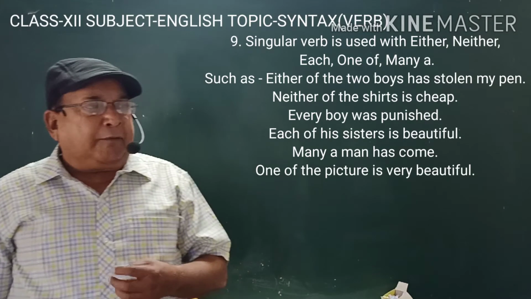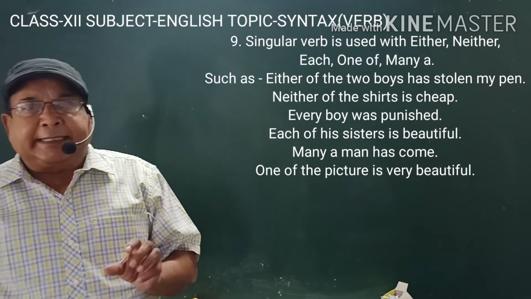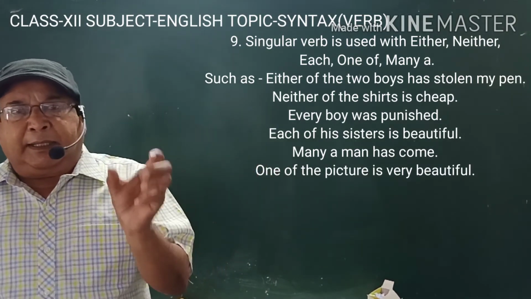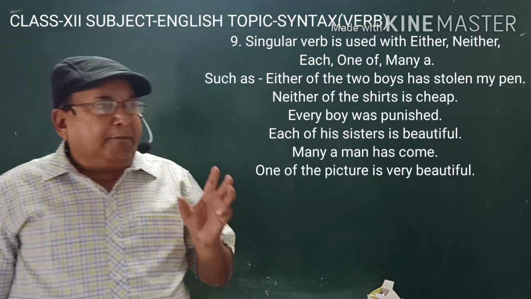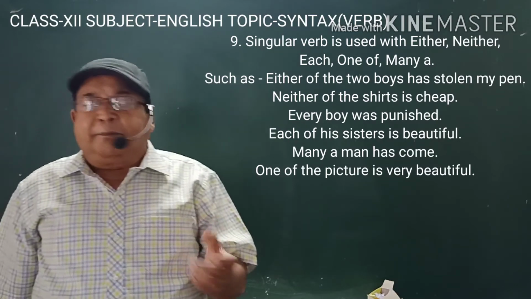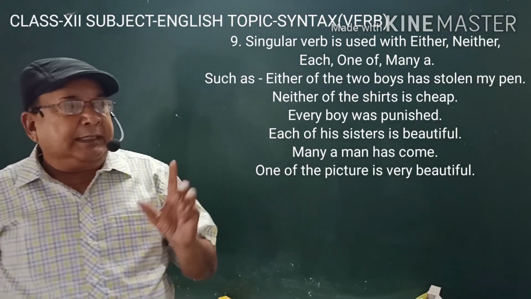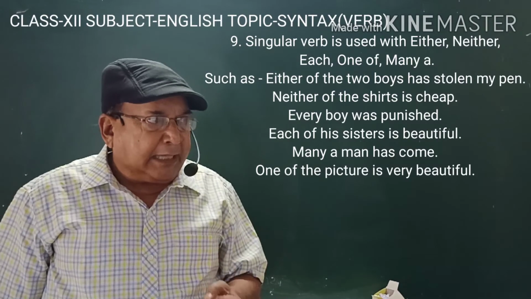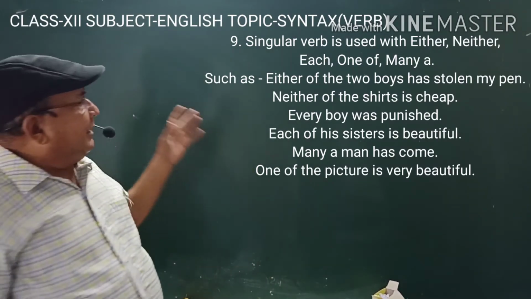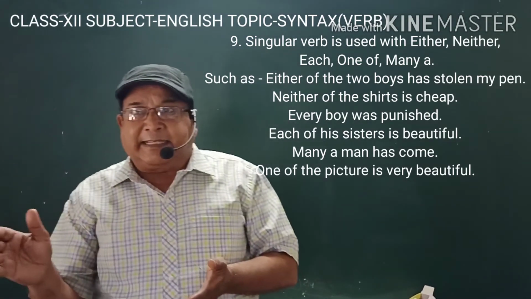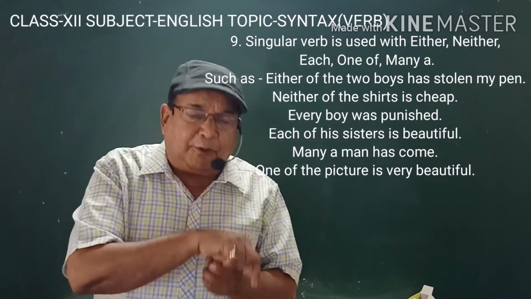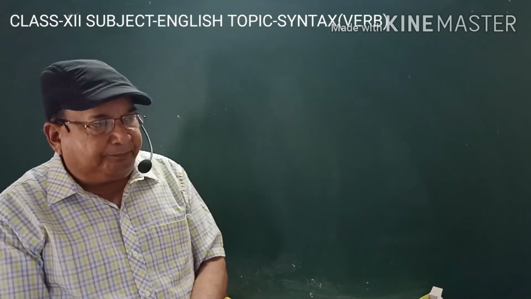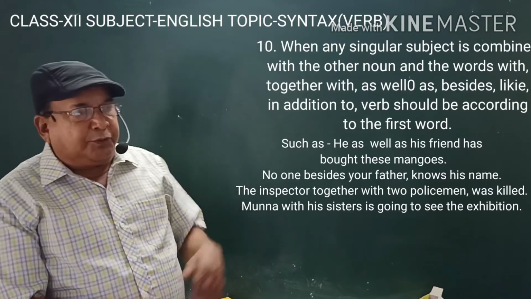In another example, each of his sisters is beautiful. In this case, the word each is used. So, in spite of his sisters being in a plural form, the verb is used in its singular number. Many a man has come. Many a man, because many a is given, that's why the verb has been used in its singular form. And the last example, one of the pictures is very beautiful. Though the word pictures is there, one is used before that. That's why the verb is used in its singular form. Clear? Now we switch over to the next point.